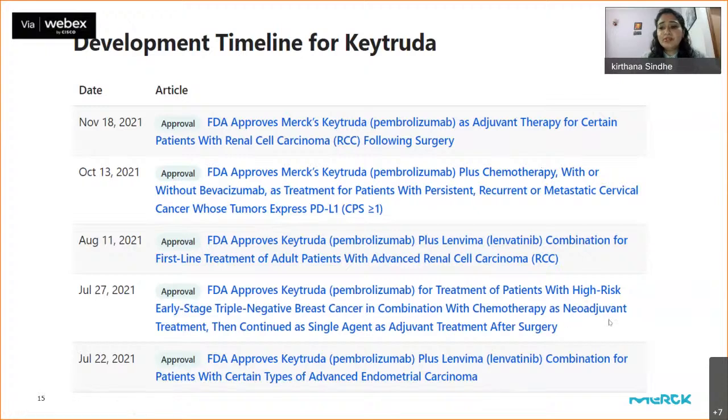And one important example to show here is the triple negative breast cancer. There are three types of breast cancer, like hormone sensitive breast cancers, and you have triple negative breast cancers, and they are the biggest challenge. The triple negative breast cancers are very challenging to treat, and Keytruda found a place there, and it was used in combination with chemotherapy, where now you can tackle the early stage triple negative breast cancer. So that is how the field has progressed, and Keytruda has got multiple approvals in its development timeline.